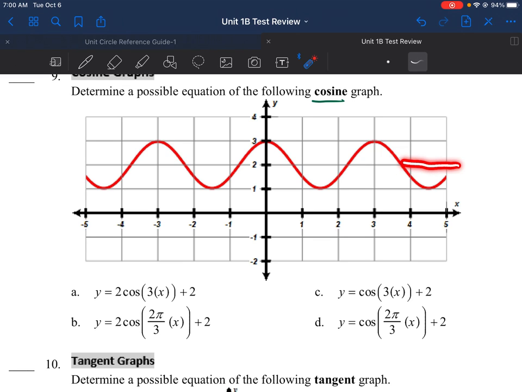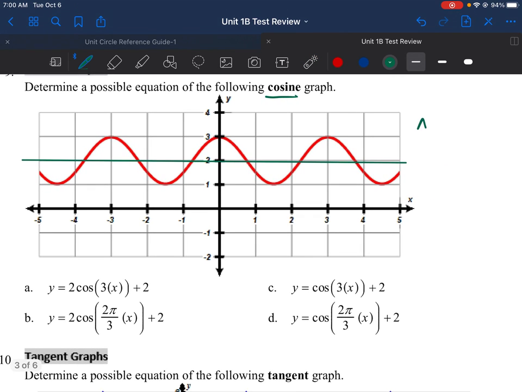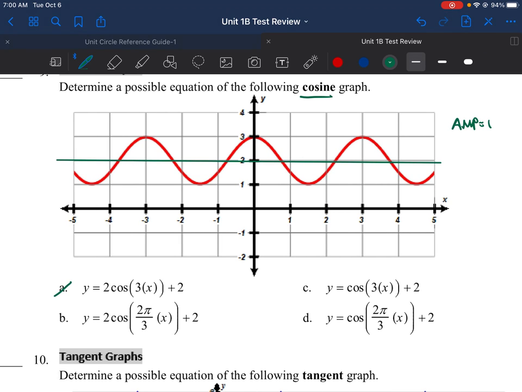Okay, let's think about the amplitude real quick. We can see the midline is right here through 2. So let's go ahead and actually draw in the midline in a different color. So there's our midline, and the distance from the midline to any of the maximums or to any of the minimums is a distance of 1. So we know our amplitude is going to be a positive 1. I'm going to take note of that here.